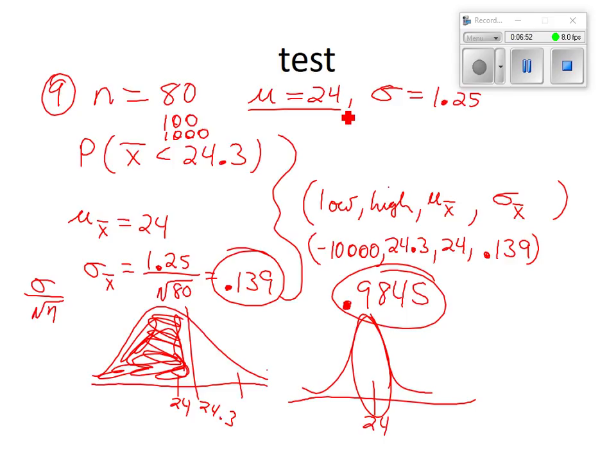That's your answer for number 9. Again, I think most of you messed up finding that. You probably used 1.25 as your standard deviation instead of 0.139. Next question. 7A.